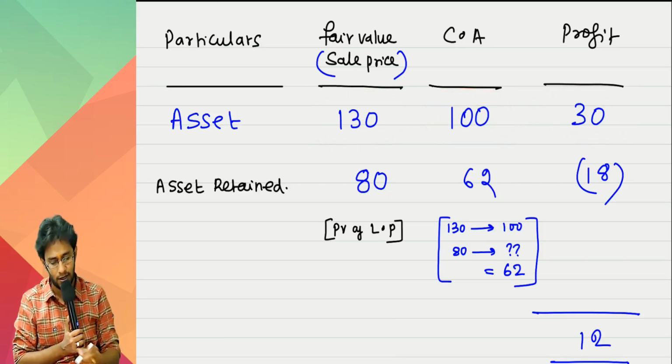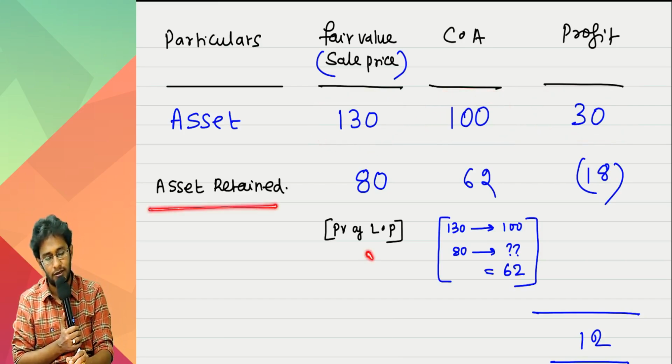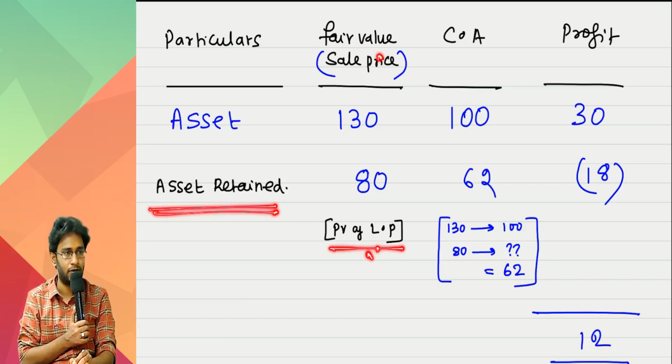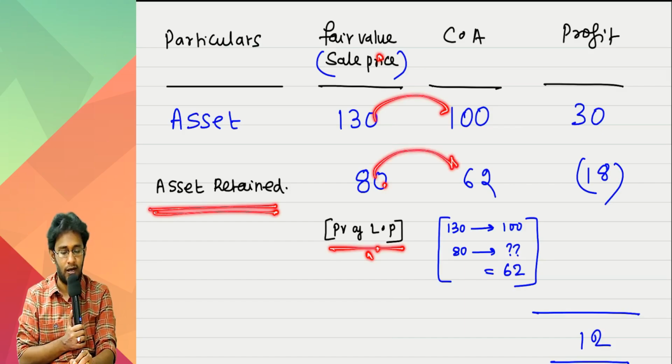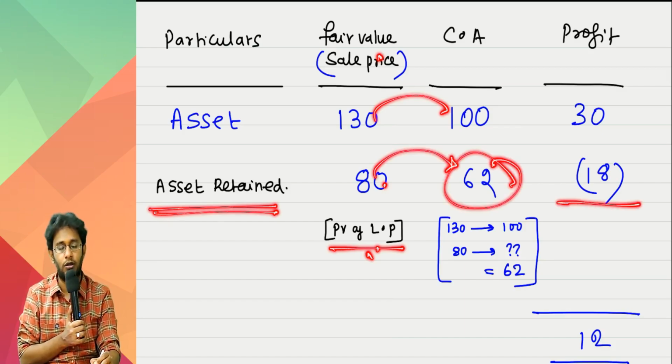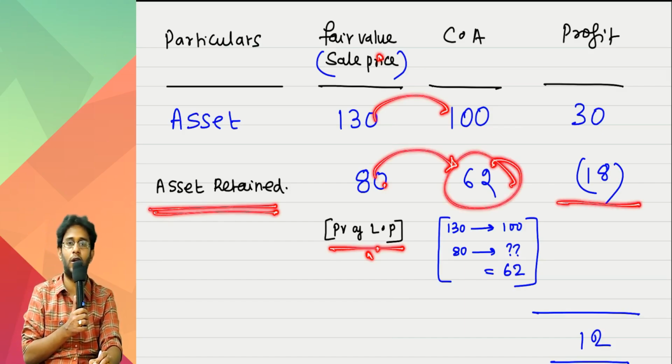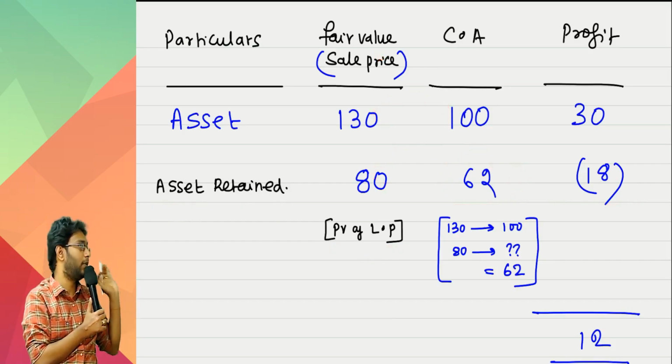The split is very simple, sir. The asset retained's fair value is nothing but the present value of lease payments. Proportionately based on this, identify the carrying amount here, work out the profit on the retained portion that cannot be recognized. The remaining profit can be recognized.